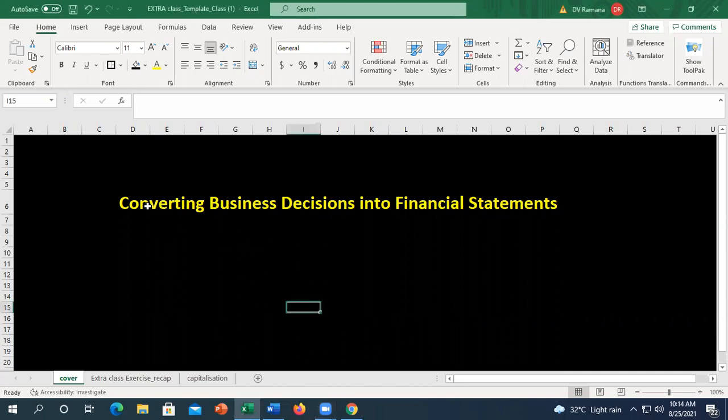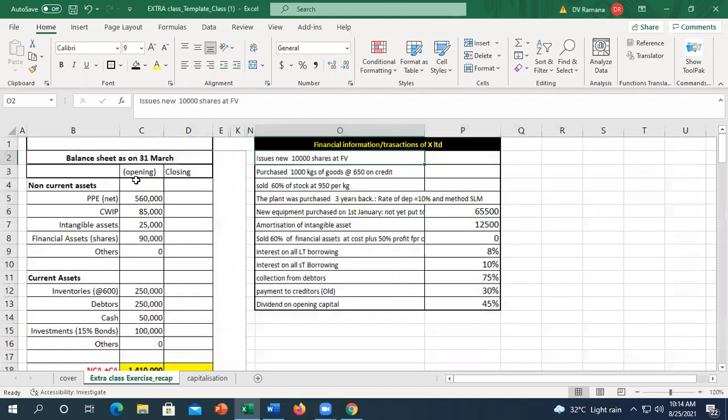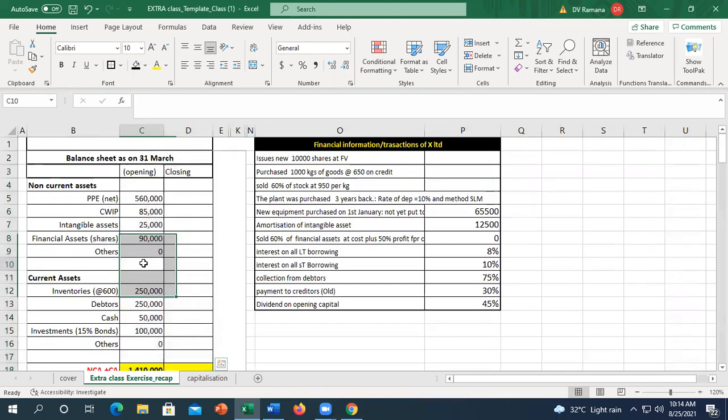In this session, we will take a few business decisions, understand those decisions, and convert those decisions into financial statements of an ongoing business or an existing business. How can you say that the business is existing? If there is an opening balance sheet, we can definitely say that this is an existing business.